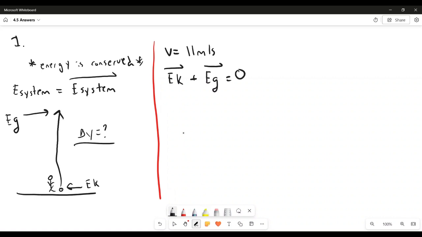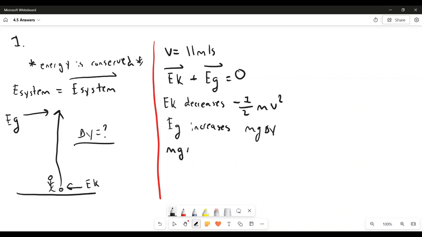And so some important things to know is that in this question, as the ball is flying towards its maximum height, the kinetic energy decreases. Therefore, we should write it like this: minus half mv squared, and the gravitational potential energy actually increases. So we need to write it like that. So that's what we're going to do.